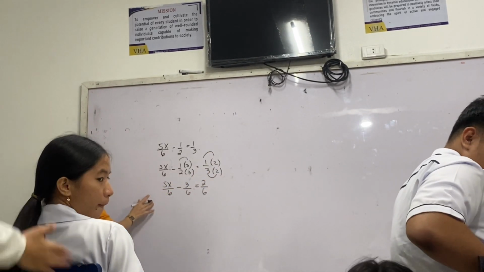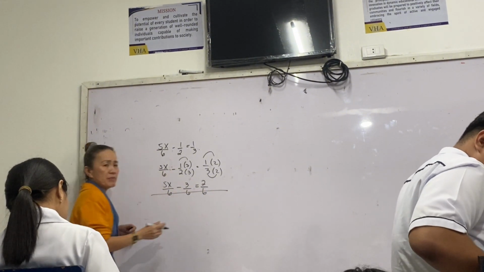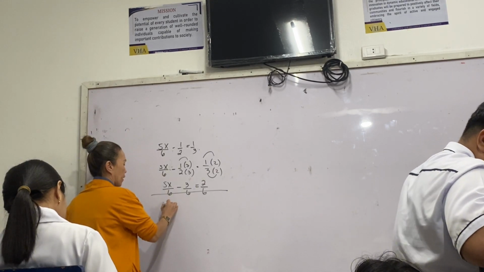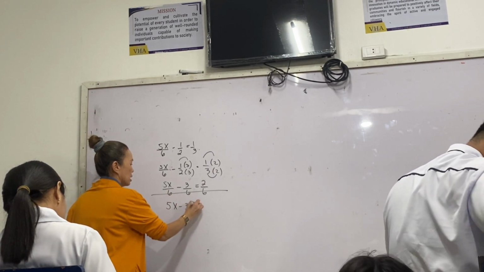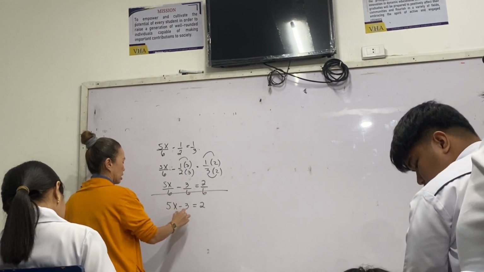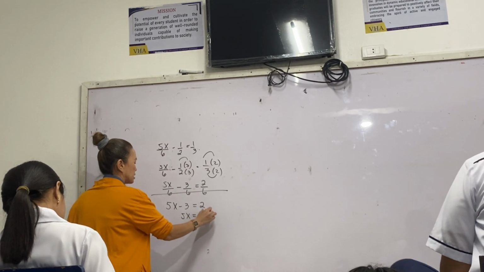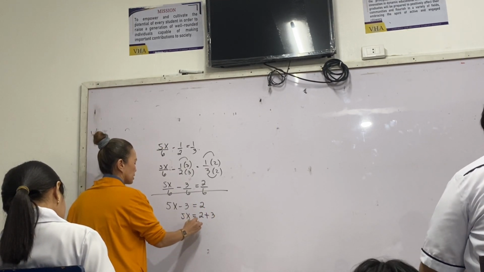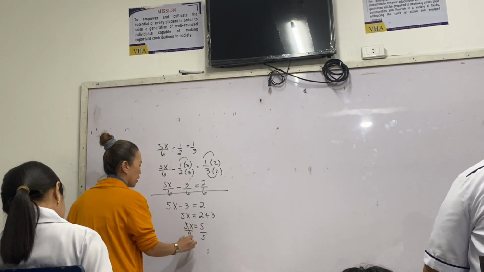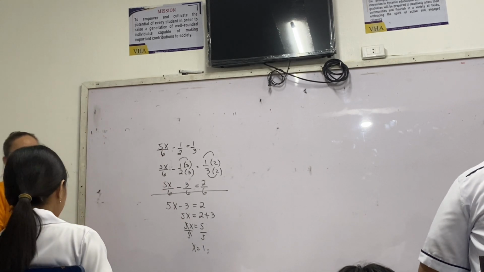Since we have all denominators equal to 6, we can eliminate it right away. So now what will be? So we have 5x minus 3 is equal to 2. Transpose minus 3 on the other side. So we have 5x is 2 plus 3. So we have 5x is equal to 5. Both sides divide by 5. So x is equal to 1.